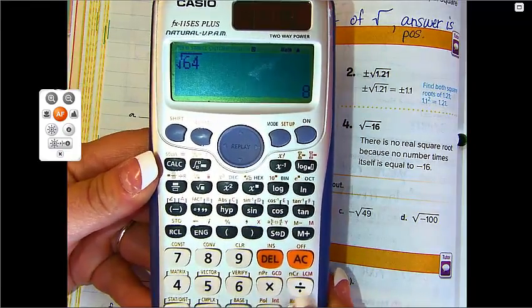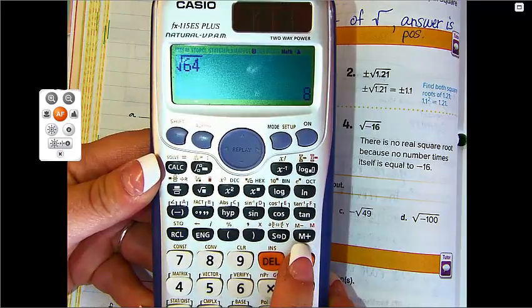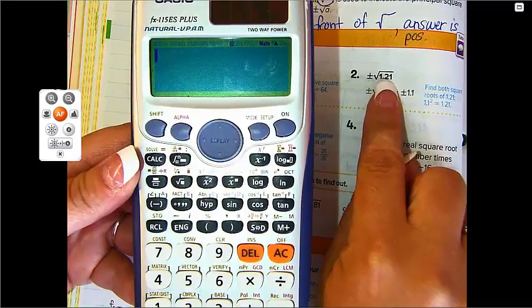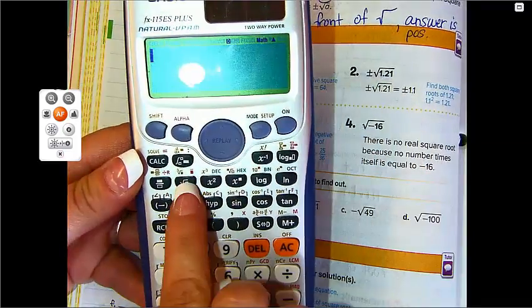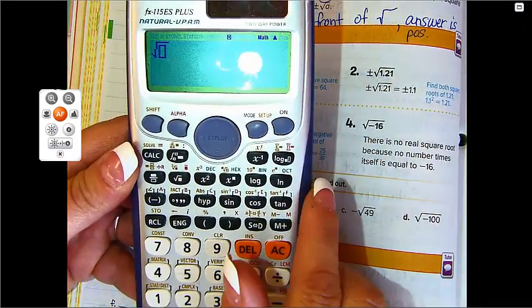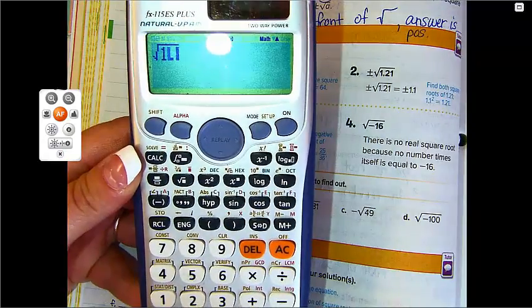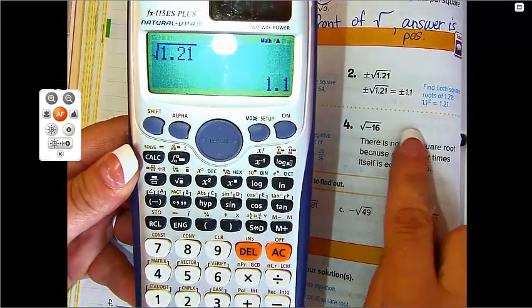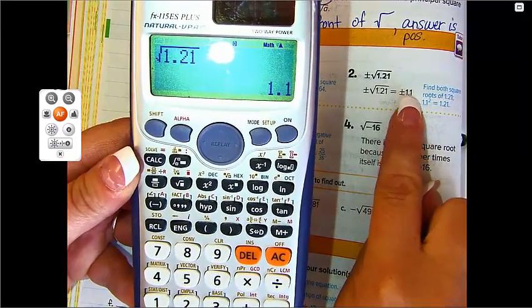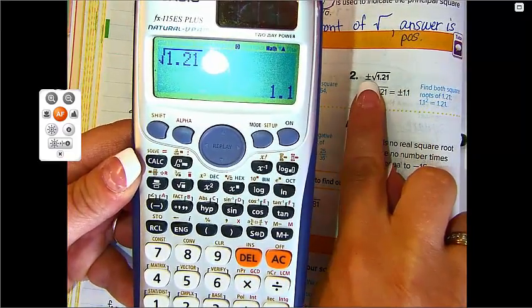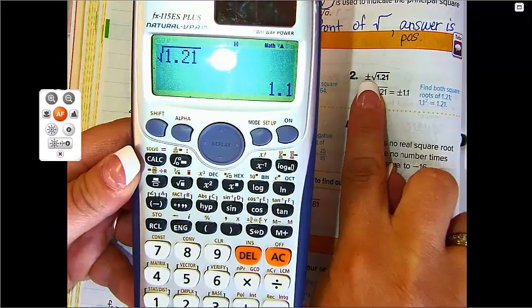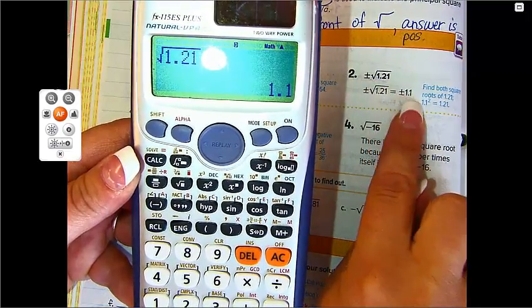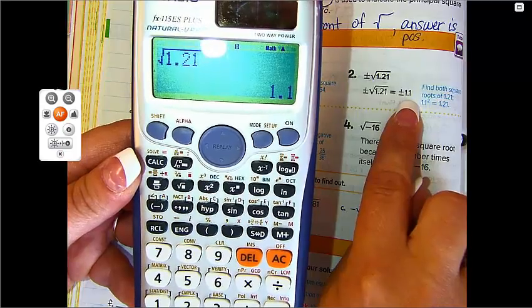Okay? This next one is a little bit more difficult because it is not a perfect square. I want to take the square root of 1.21. So again, on your calculator, you can do the square root sign and then 1.21 and equals. And it's 1.1. Now notice on the example, it wants the positive and the negative answer. So my answer is both the positive 1.1 and the negative 1.1.